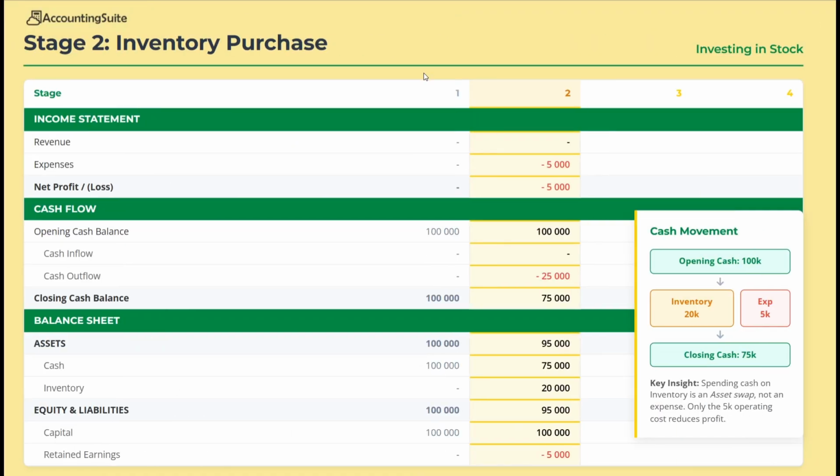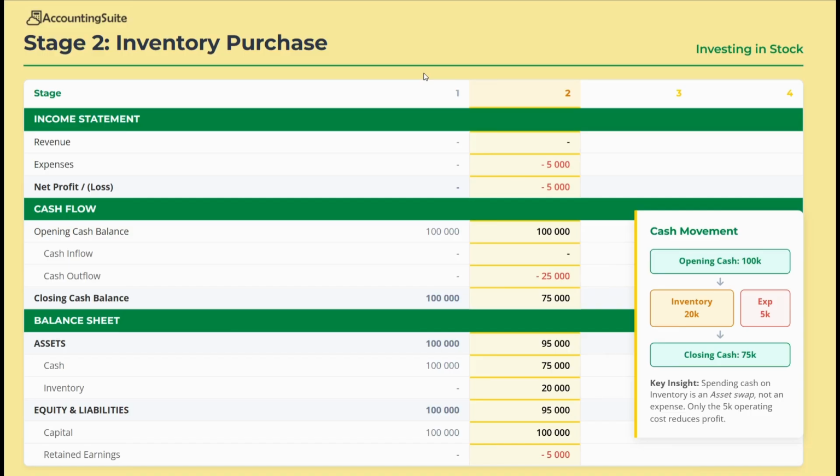Month 2. The company starts operating. It buys products that will later be sold to customers. We always begin with the income statement. In month 2, the company incurs operating expenses of $5,000. These represent typical business costs such as salaries, rent, utilities. There is still no revenue yet, so the income statement shows revenue 0, expenses $5,000, net profit minus $5,000. The company records a loss for the month.